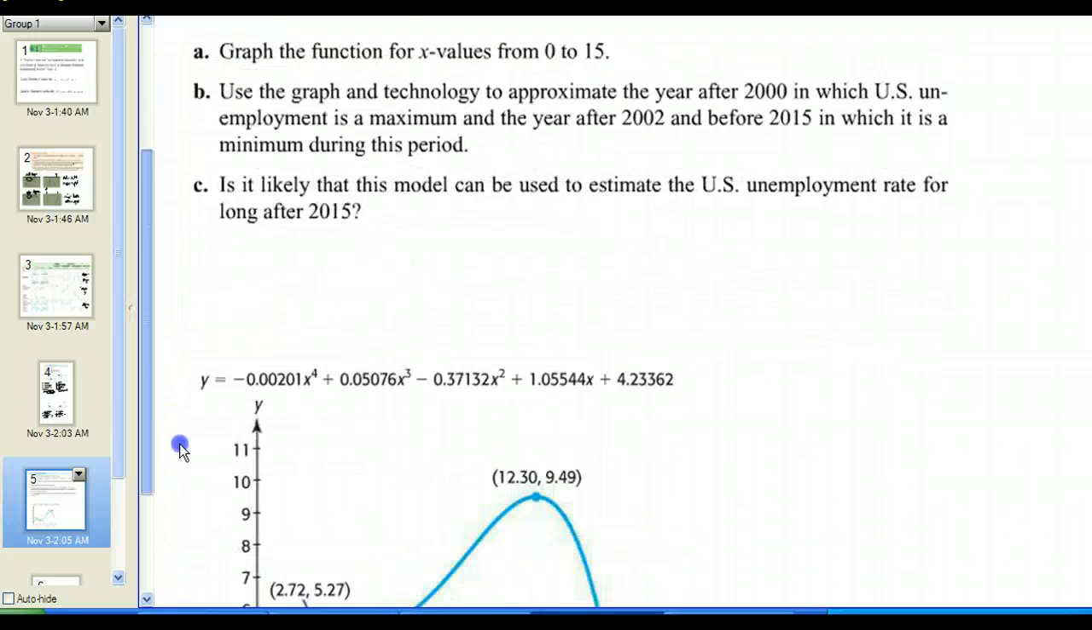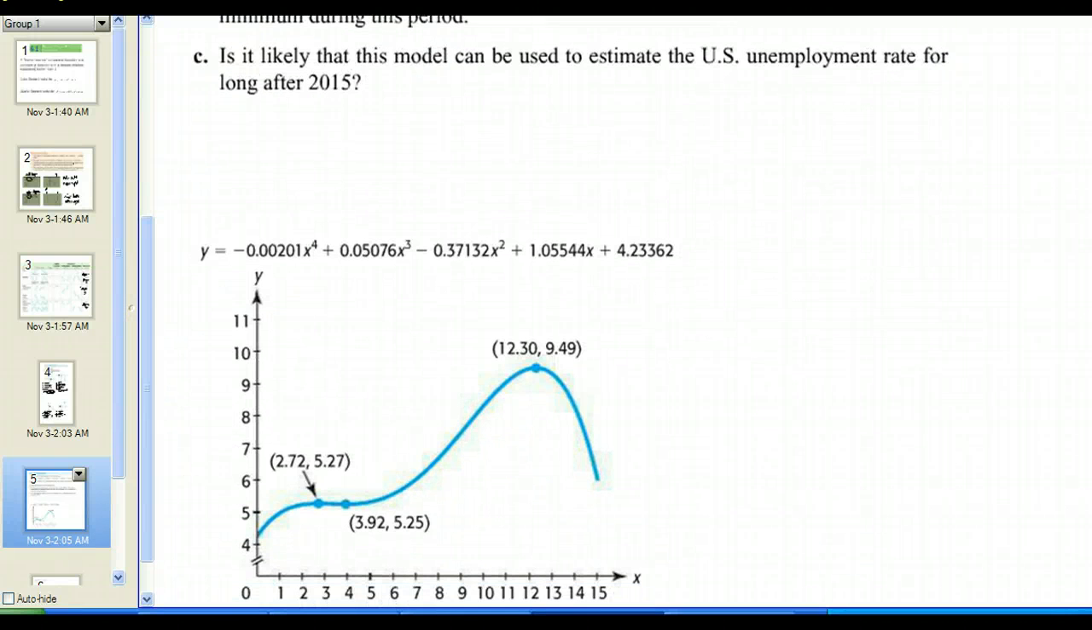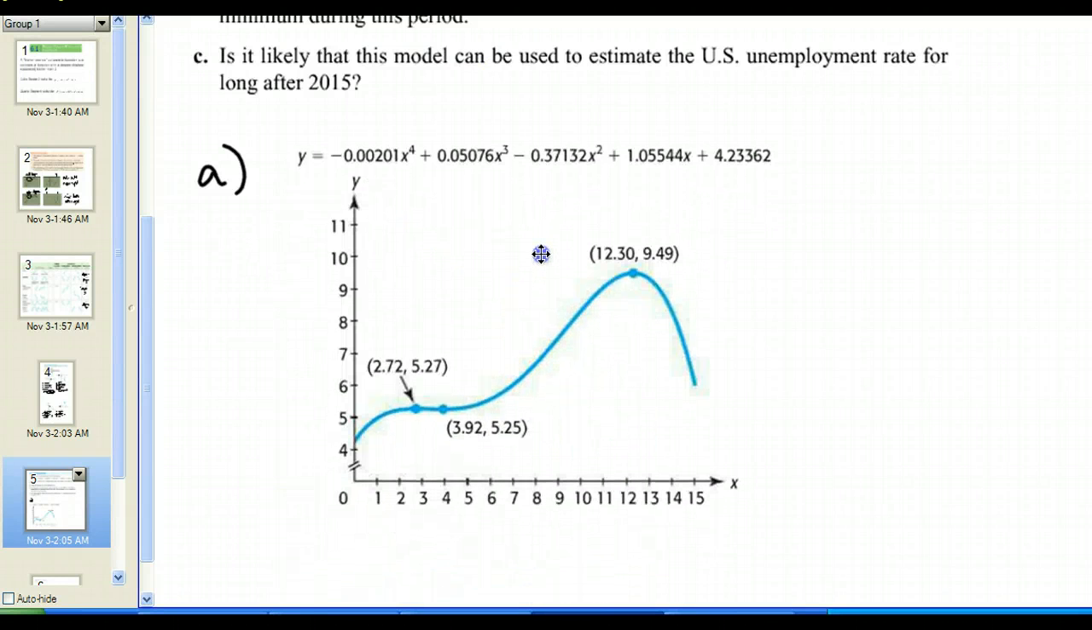So here's part A. Again, I've already got the graph. I've used the book that I got the questions from to give me the graph, to not have to actually do it by hand. But anyway, this is what that would look like if you graphed it in this window from 0 to 15. This little dash here means we've cut the graph, so it starts at 4, 5, 6 and it continues. So from 0 to 15, from 4 to 11, you get something that looks like this quartic.